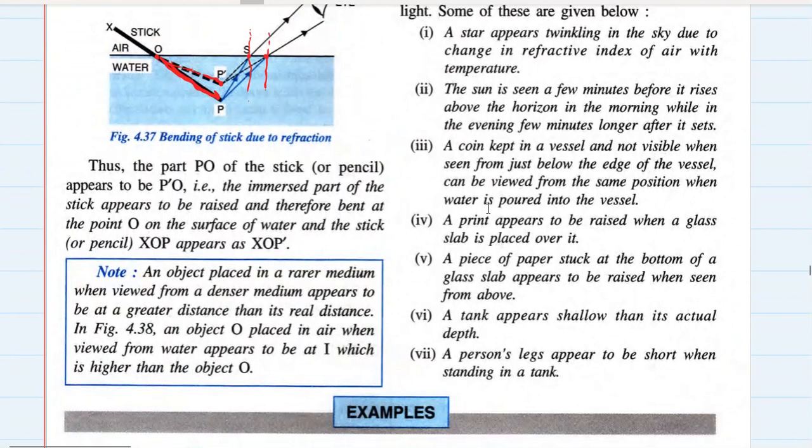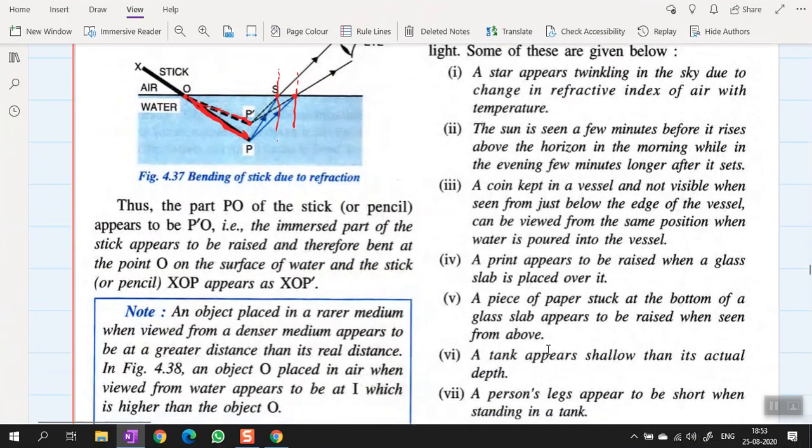A coin kept in a vessel and not visible when seen from just below the edge of the vessel can be viewed from the same position when water is poured into the vessel, which is the experiment I told you to do. You can try it yourself. A print appears to be raised when a glass slab is placed over it. Okay, this also I can show you with the help of a figure.